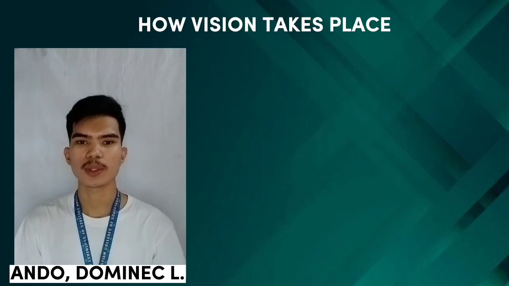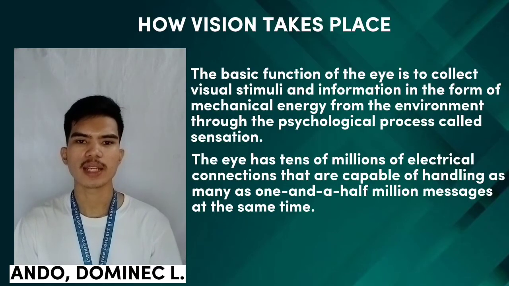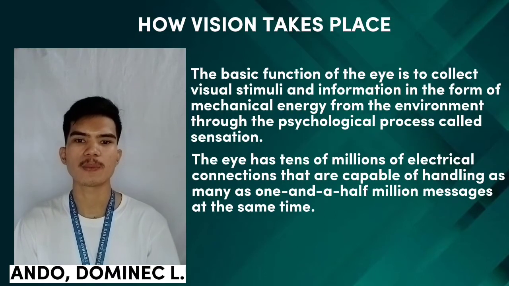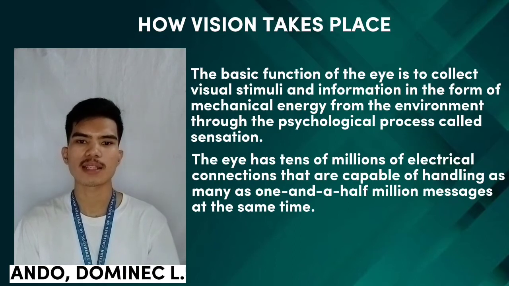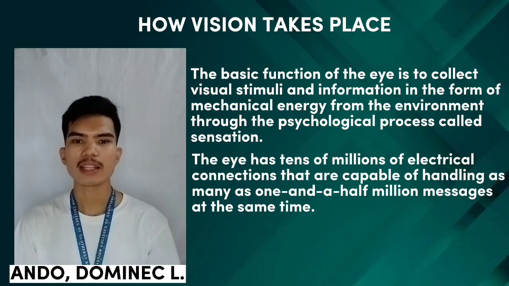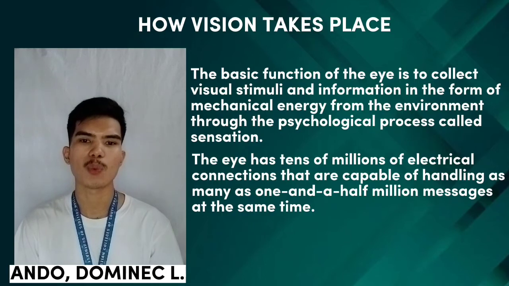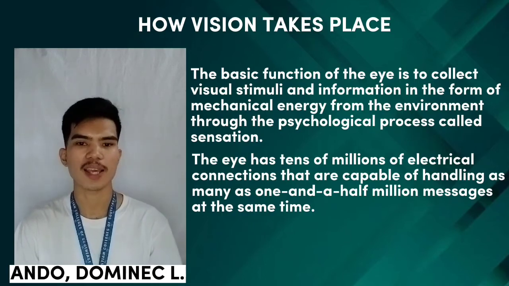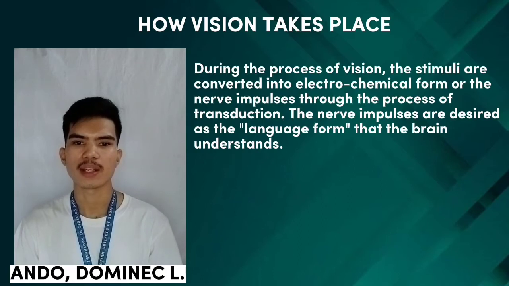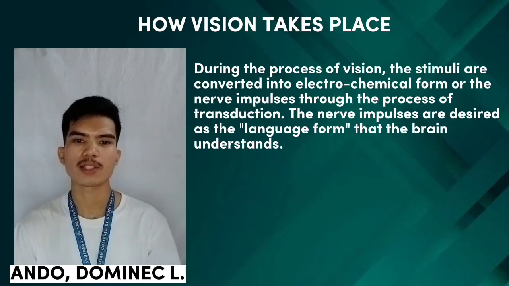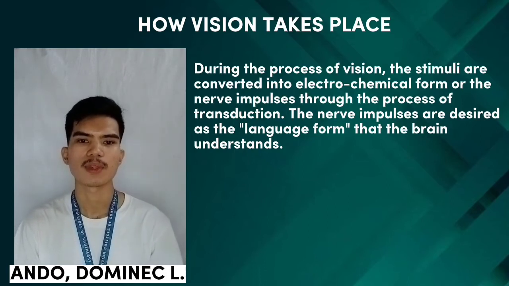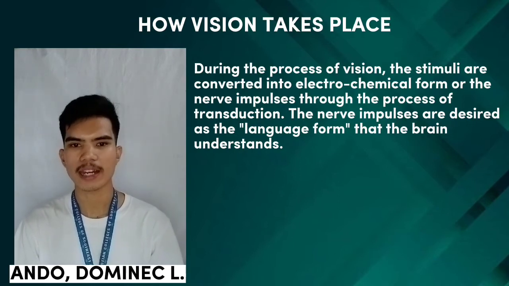You might ask how vision takes place. The basic function of the eye is to collect visual stimuli and information in the form of mechanical energy from the environment through the psychological process called sensation. The eye has tens of millions of electrical connections that are capable of handling as many as 1.5 million messages at the same time. During the process of vision, the stimuli are converted into electrochemical form, or nerve impulses, through the process of transduction. The nerve impulses are the language form that the brain understands.